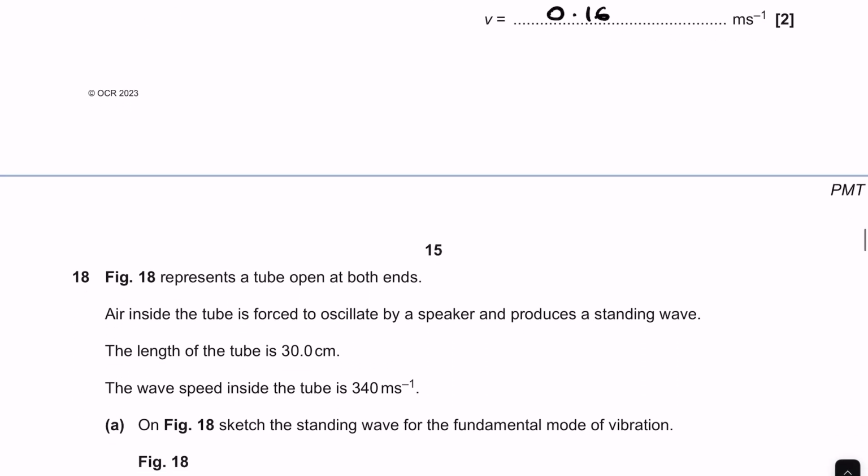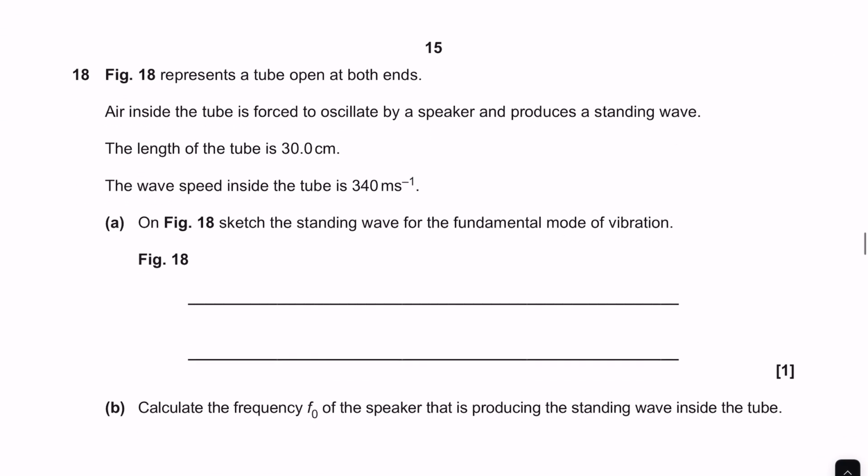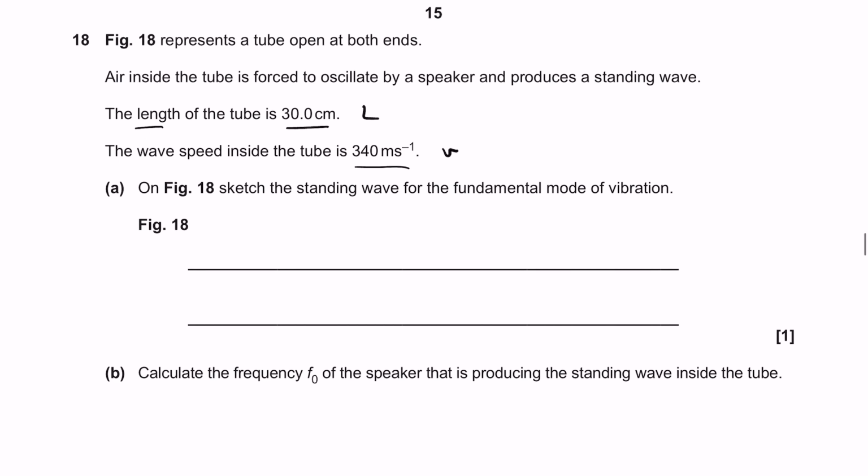Okay, question number 18. Figure 18 represents a tube open at both ends. Air inside the tube is forced to oscillate by a speaker and produces a standing wave. The length of the tube is 30 centimeters and the wave speed inside the tube is 340 meters per second. Okay, and we have to sketch the standing wave for the fundamental mode of vibration.